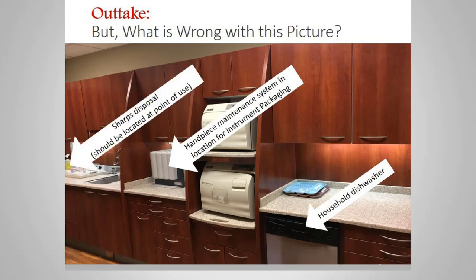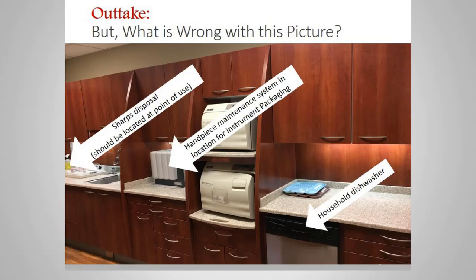And finally, you can't see it in this image, but there is a sharps disposal on the left-hand side built into the countertop. And we'll talk about sharps disposal in a second, but the sharps disposal should be located at the point of use. We should not be transporting sharps around the office. They should be used at chair side and put immediately into the sharps container box. So this is a wrong location for that.